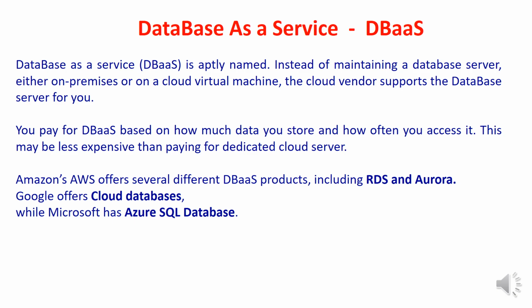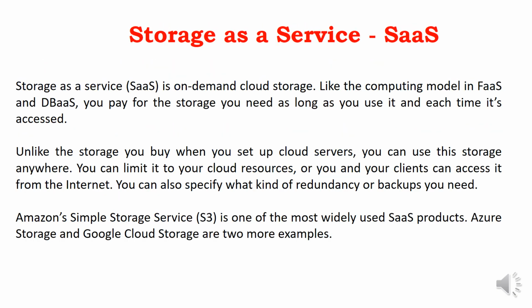Different cloud providers offer different products for database as a service. For example, Amazon's AWS offers several different DBaaS products including RDS and Aurora. Google offers cloud databases while Microsoft has Azure SQL database. The third one is storage as a service, SaaS.